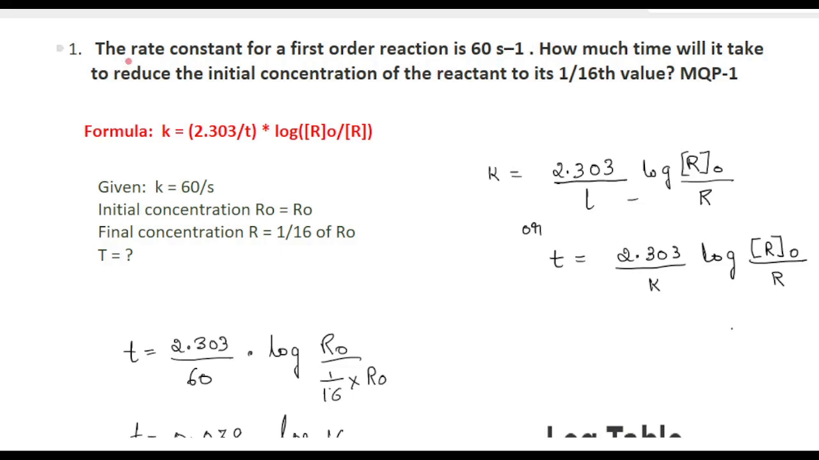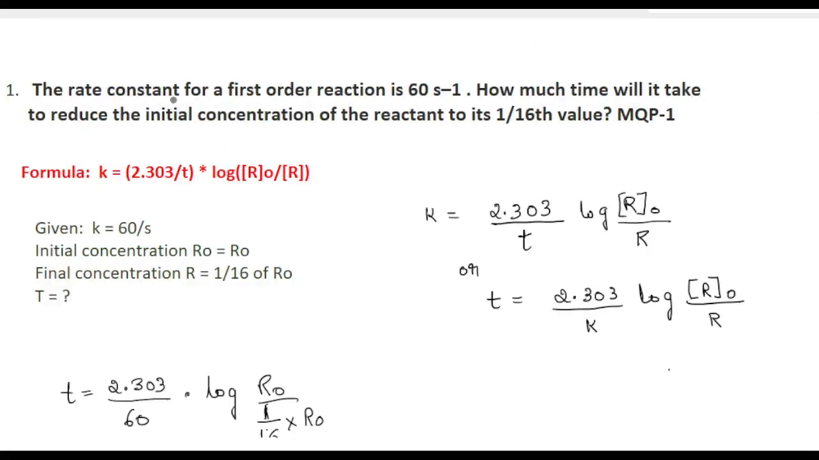Question number 1. The rate constant for a first order reaction is 60 per second. How much time will it take to reduce the initial concentration of the reactant to its 1/16th value? So what is given here? The rate constant. Rate constant means K. K is 60 per second. How much time will it take to reduce the initial concentration of the reactant to its 1/16th value?